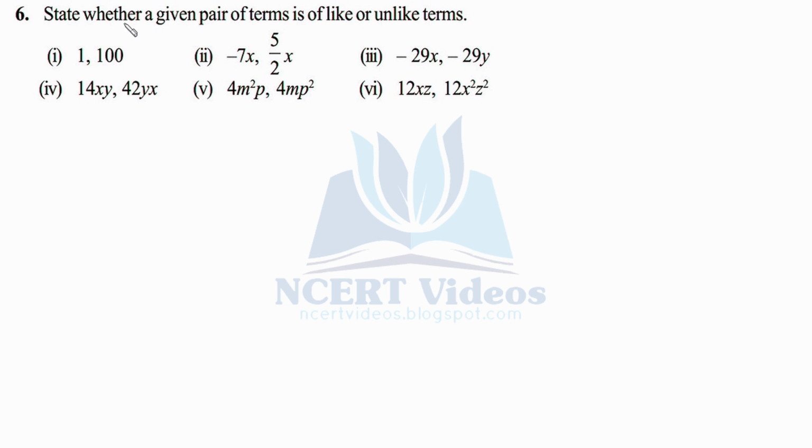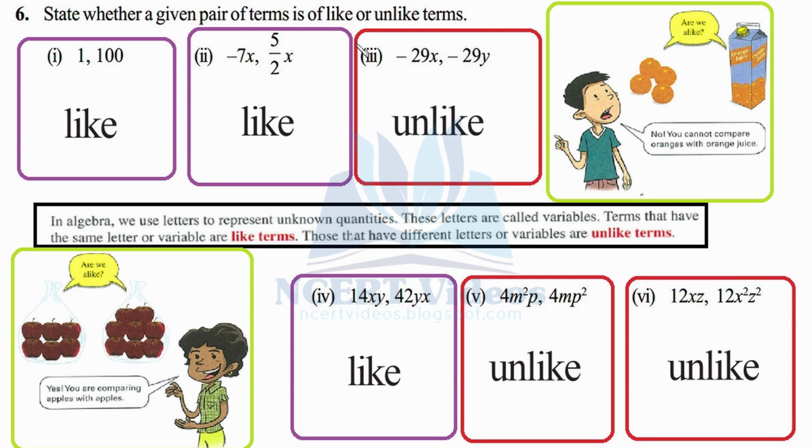6th, state whether a given pair of terms is of like or unlike terms from 1 to 6. So what are like terms and what are unlike terms? So you have studied in this exercise in algebra consisting of variables and constants. We use letters to represent unknown quantities, and also they are called as variables. These letters are called variables, same thing.